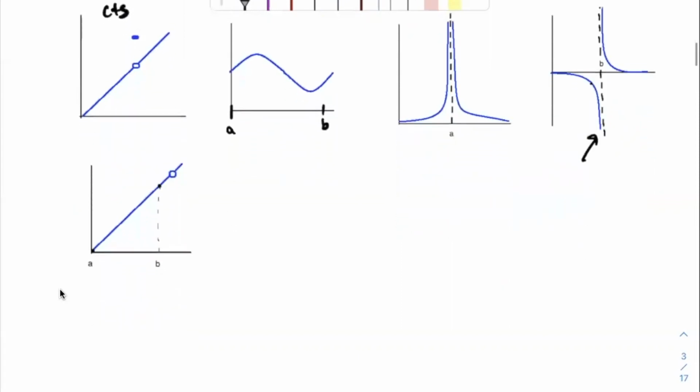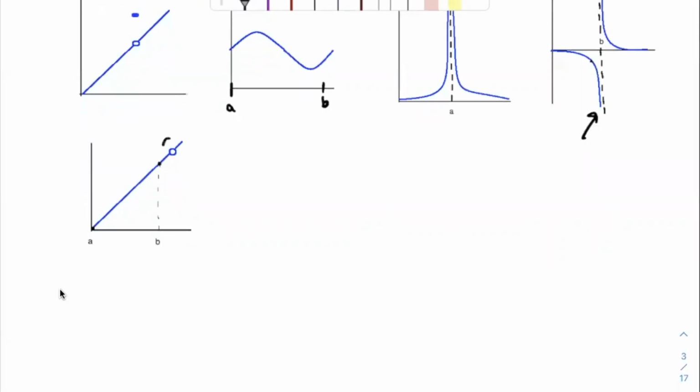And finally, this graph, the last one, is not at all defined at this point here. So it's not continuous at this point. However, it is continuous on the interval from A to B because this point's outside that interval. So this part of the graph from A to B is completely smooth. And so this is continuous from A to B.